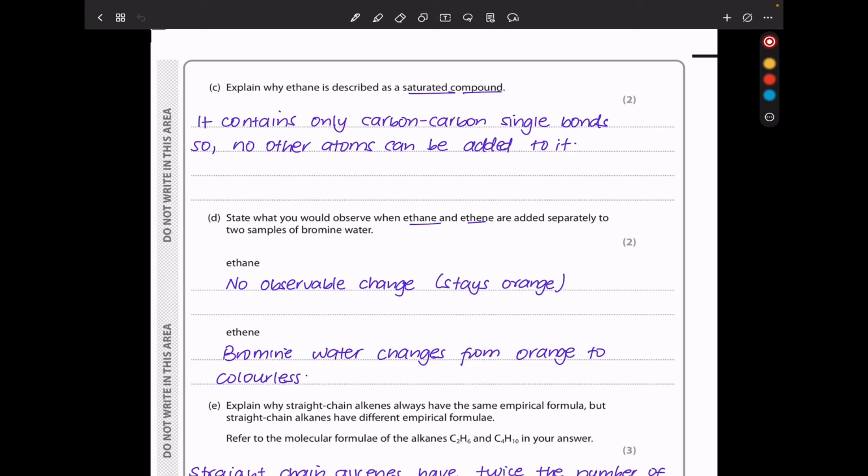In part C, explain why ethane is described as a saturated compound. It is saturated because it contains only carbon-carbon single bonds, so no other atoms can be added to it.